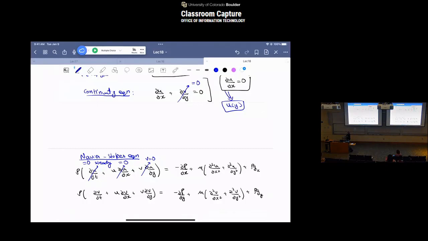Is minus del p by del x 0? No. Why? Because we are applying the pressure gradient, right? So we cannot say it is 0. It may come out to be 0, but we cannot say it is 0, because we are applying a pressure gradient.